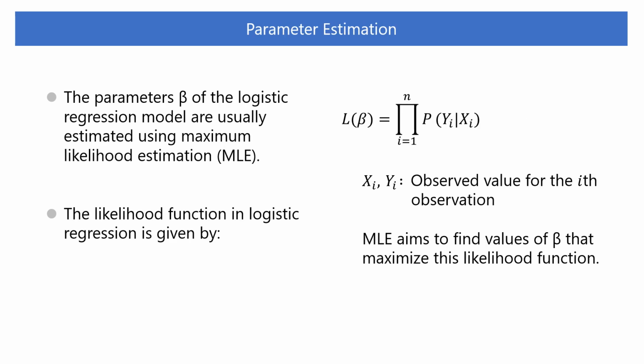The parameters beta of the logistic regression model are usually estimated using maximum likelihood estimation. The likelihood function in logistic regression is given by this formula. Here, yi and xi are the observed values for the ith observation. Maximum likelihood estimation aims to find the values of beta that maximize this likelihood function.